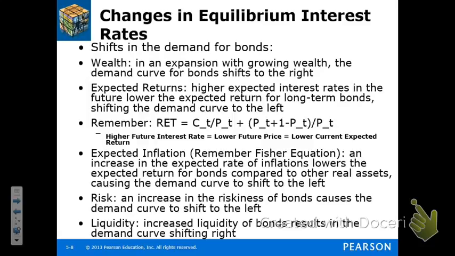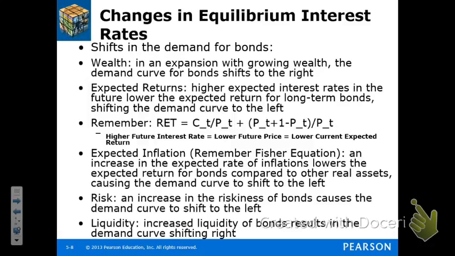The first set of changes comes from shifts in the demand side. There are usually these factors that shift the demand for bonds, and these are all self-explanatory, so let's just go over them. The first one is wealth. In the last class we said that wealth is important for bonds because we assume that our bonds are normal goods.